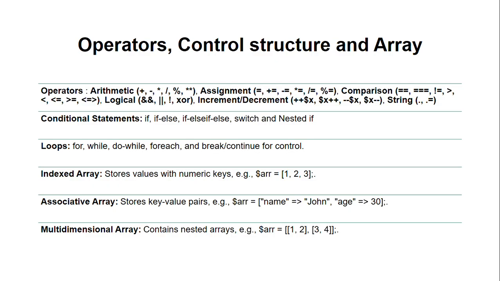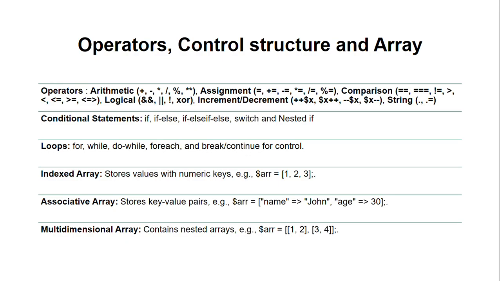So we have 4 types of loop: for, while, do while, and for each. For each is basically used for arrays. And we have break and continue statements as control statements. If I want to come out of the loop or if I want to continue with the loop, then I will be using break and continue statements.